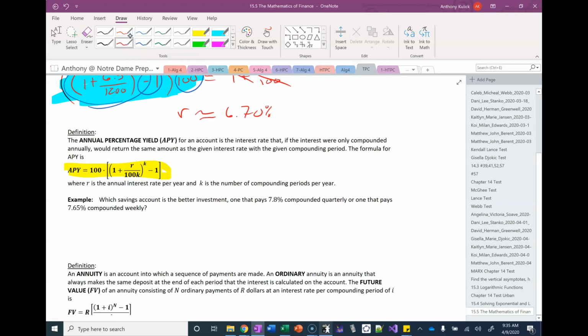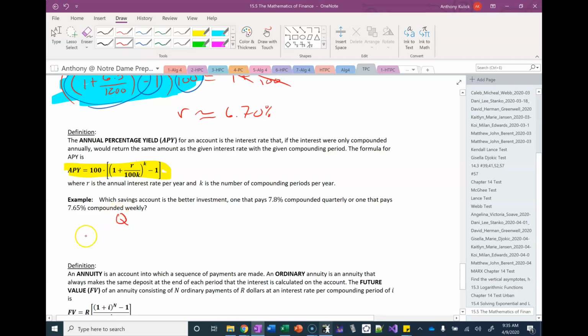It says, which savings account is a better investment? One that pays 7.8% compounded quarterly, or one that pays 7.65% compounded weekly? The way we can do that is convert both of those accounts to annual percent yields and see which one is better.